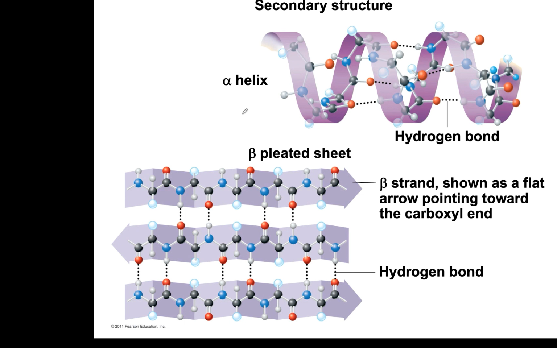Secondary structures are maintained by hydrogen bonds between atoms of the polypeptide backbone. The dotted line shows hydrogen bonds. Segments of the polypeptide chain coil or fold into local patterns called secondary structure. There are two types of secondary structure. One is the alpha helix, like this, alpha helix. The other one is the beta pleated sheet, like this, beta pleated sheet.